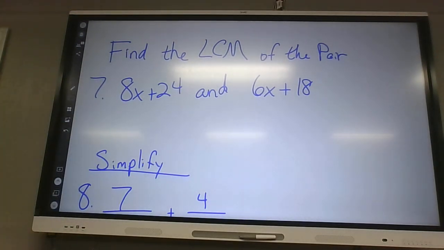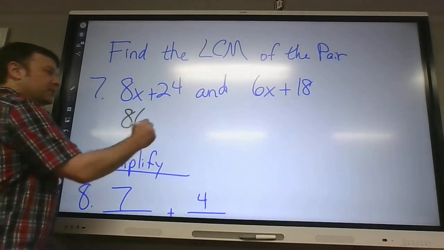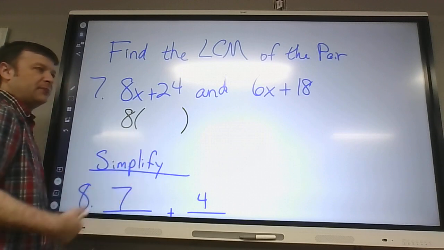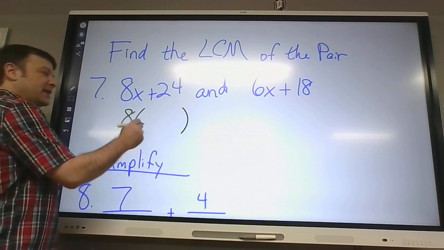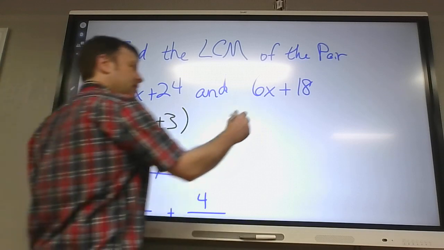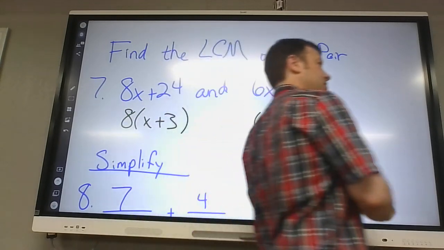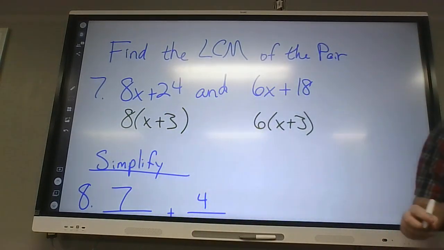What are we gonna do first, you guys think, for this one? Okay, you should factor first, see what they're made of, and that helps you figure out what they both go into. If I take out an 8, I get x plus 3. If I take out a 6, I get x plus 3. You just divide that thing? Yes, basically, that's how you take out.